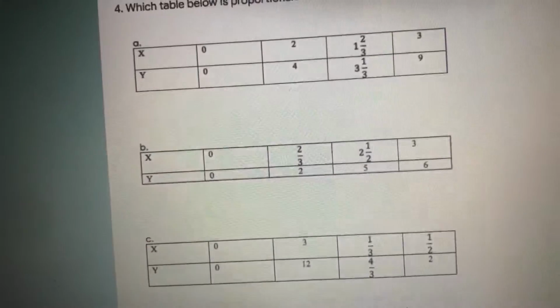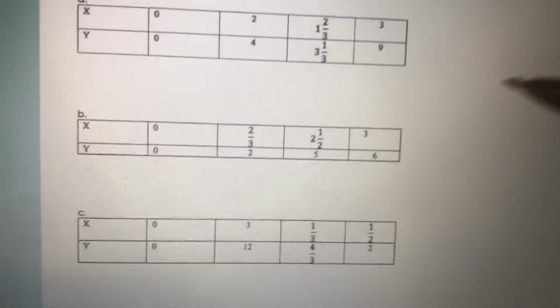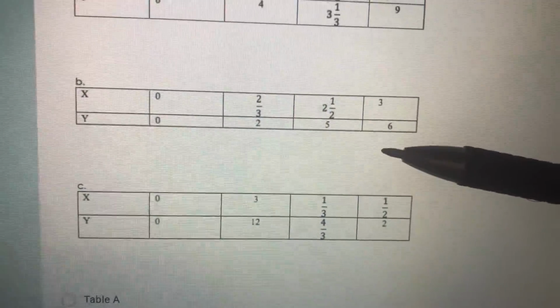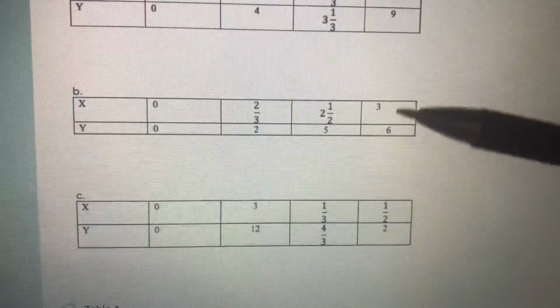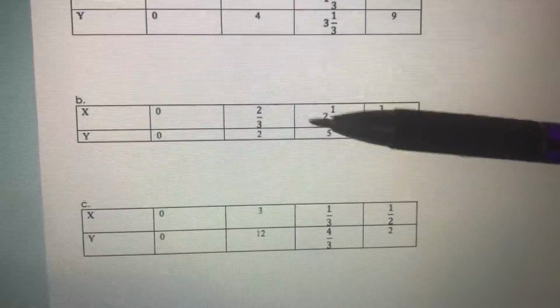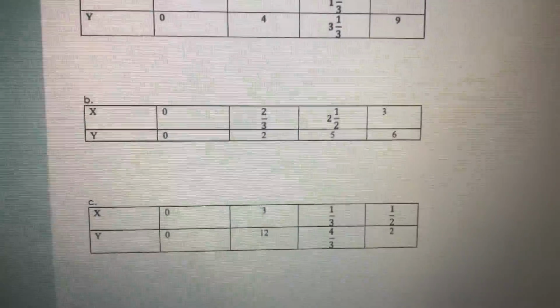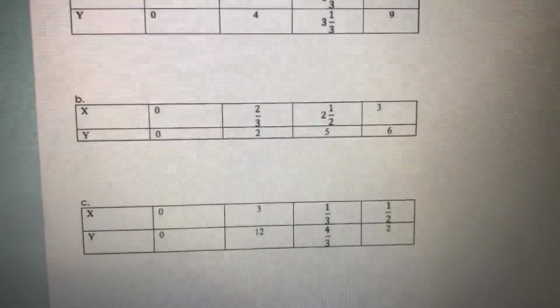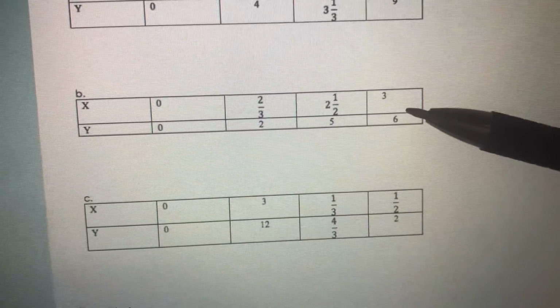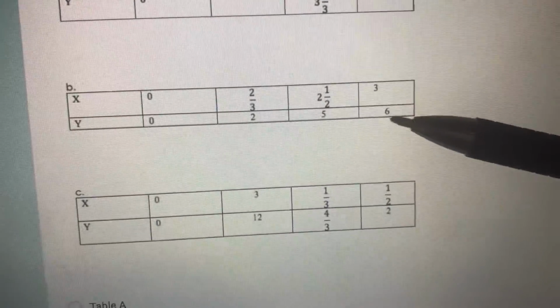Now, for part B on the bottom, what you have is 3 times 2 gives you 6. So the constant for this ratio is 6. Now, if you look at the others, both of these are fractions. So there's 2 ways that you could go about it. I know that the constant of proportionality here is 2, because 3 times 2 gives me 6.